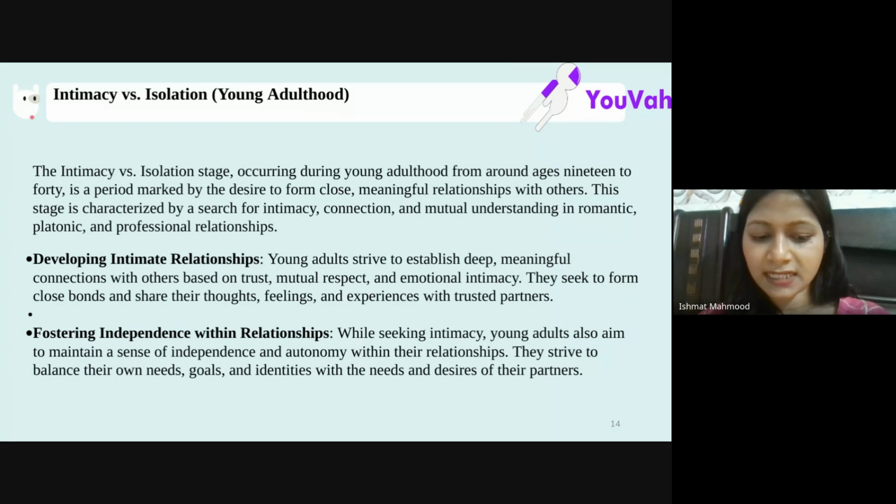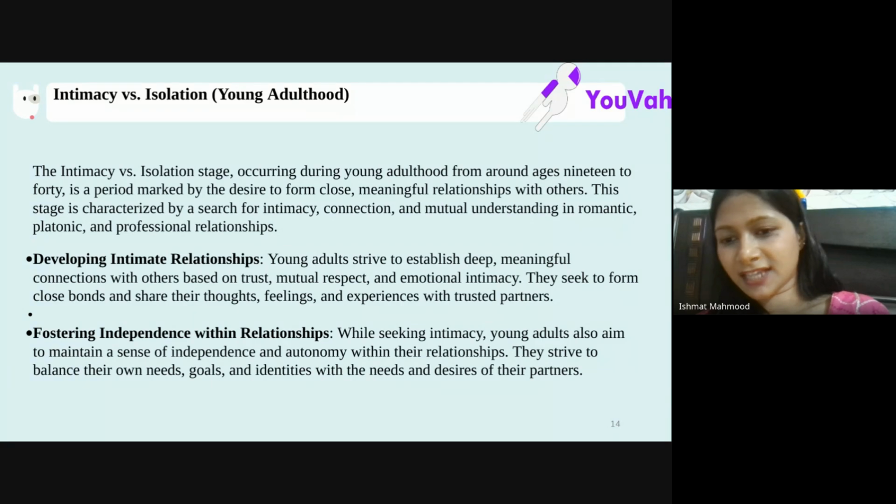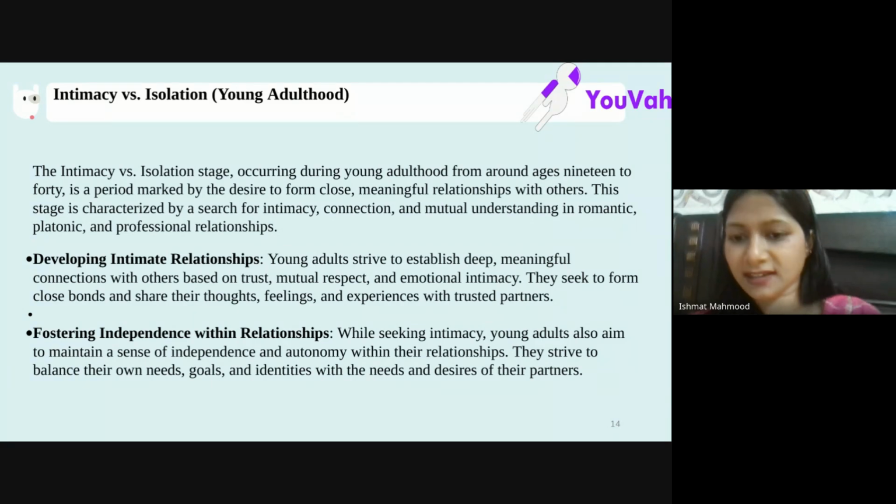So basically, whoever gets stuck in this stage, it's very difficult for them to bond with people or create a meaningful and mutual connection with someone. Later on, when an individual gets stuck in this stage, these people most of the time end up not getting married or not settling down in their life.